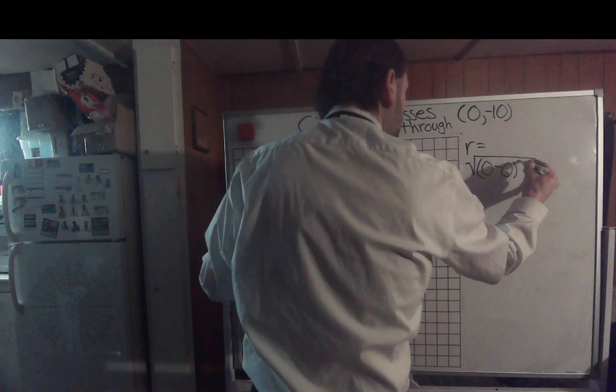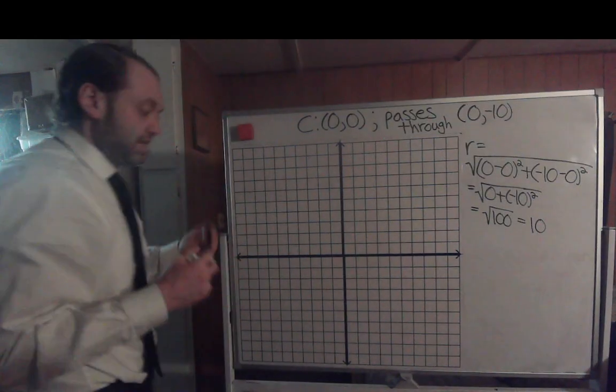You just use your distance formula. So the radius is equal to the square root of your x2 of 0 minus your x1 of 0 squared, plus your y2 of -10 minus your y1 of 0 squared. That's going to equal the square root of 0 plus -10 squared, which would end up equaling the square root of 100, which means your radius is 10.